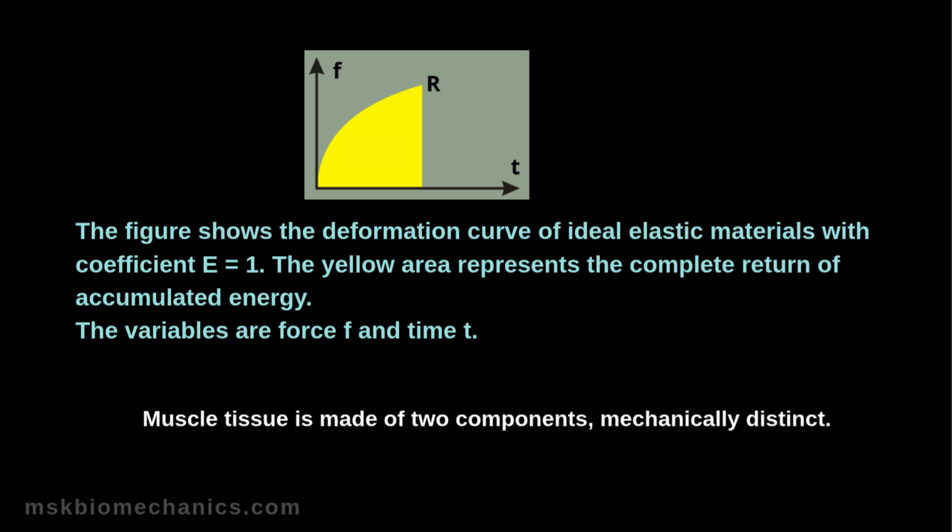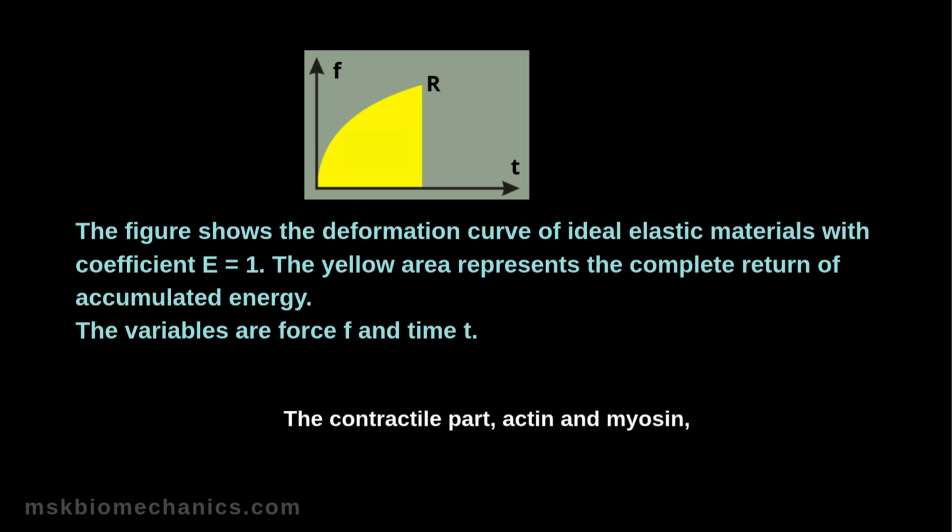Muscle tissue is made of two components, mechanically distinct. The contractile part, actin and myosin, shortens when the muscle works, then recovers its length. Its coefficient of elasticity is high. It returns as it was.